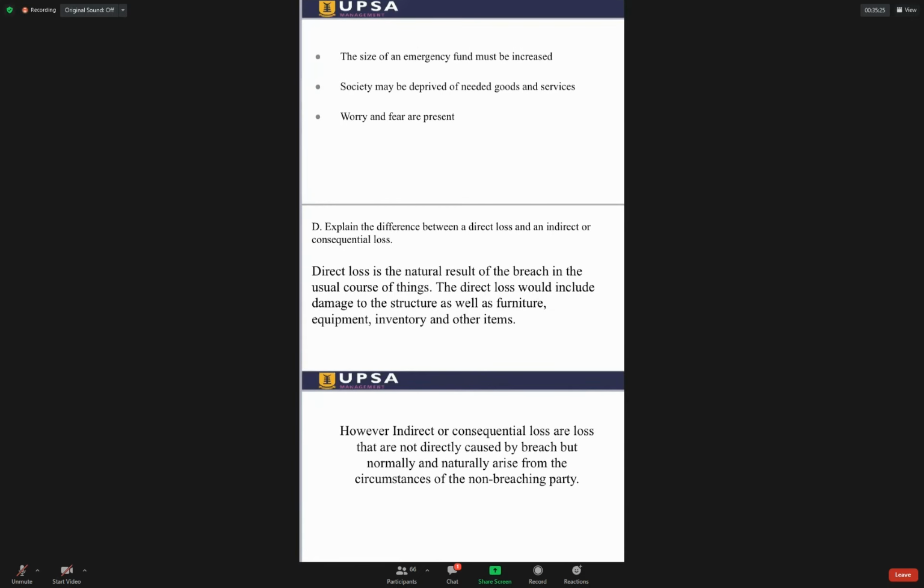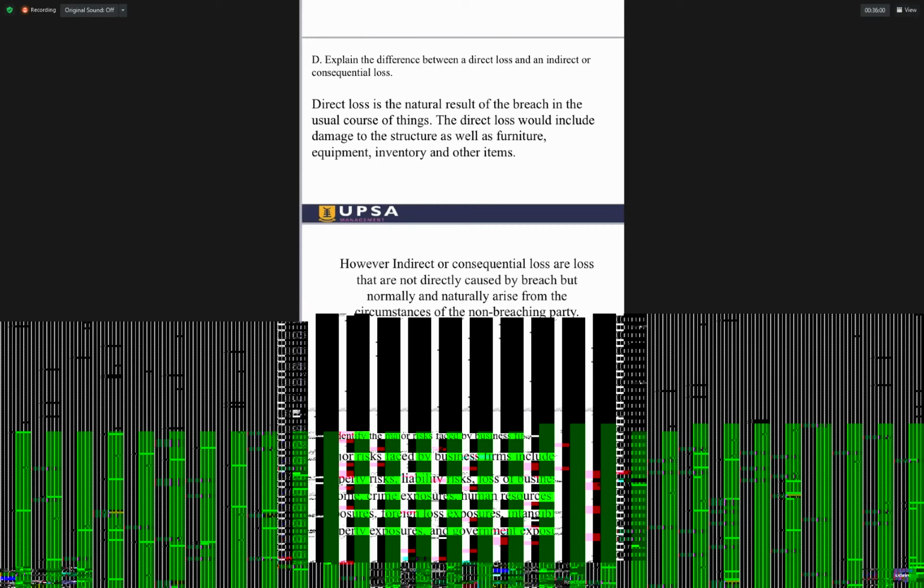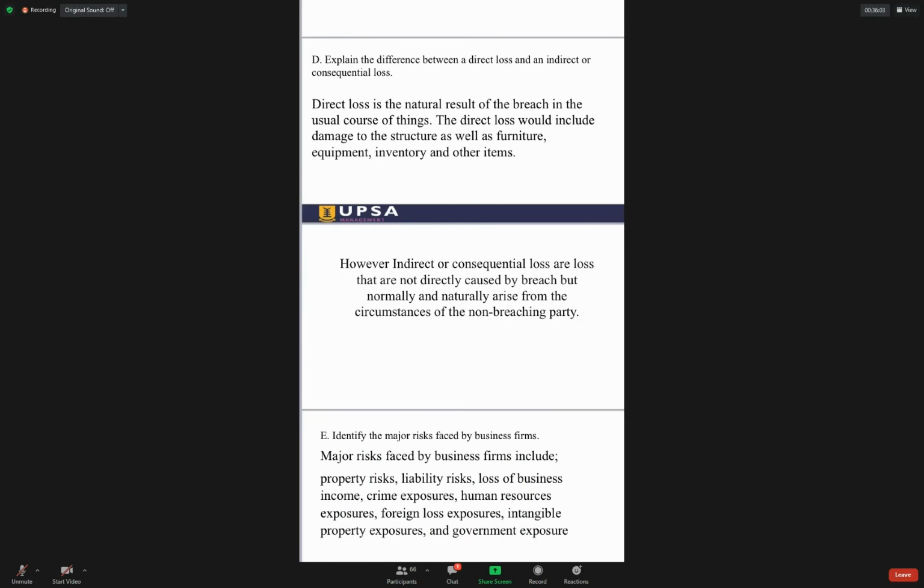So our next question is to explain the difference between a direct loss and an indirect loss. Losses can come in several forms. It can be direct or indirect. A direct loss is natural and is a result of a breach in the usual course of things, and it really affects you. For example, furniture, equipment, and inventory can be destroyed. An indirect loss is one that is not caused by a direct breach, but normally or naturally arises from circumstances of a non-breaching party.